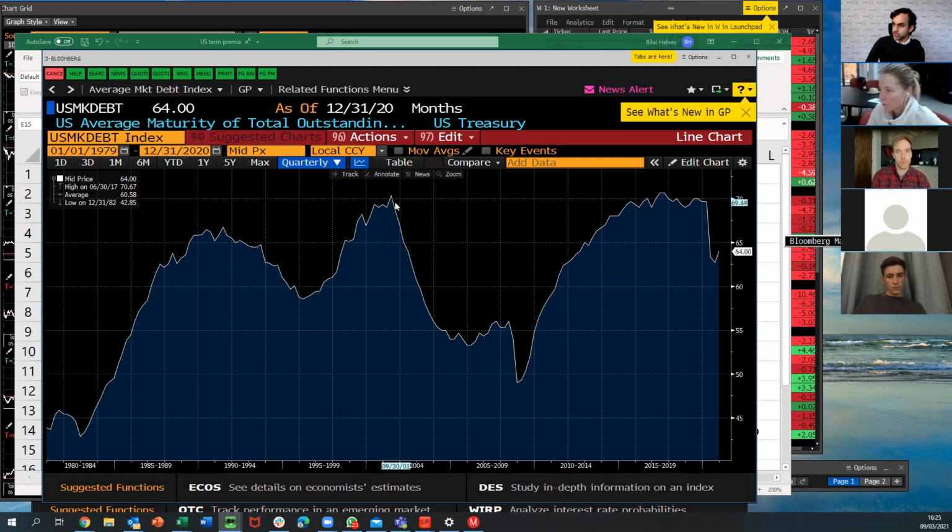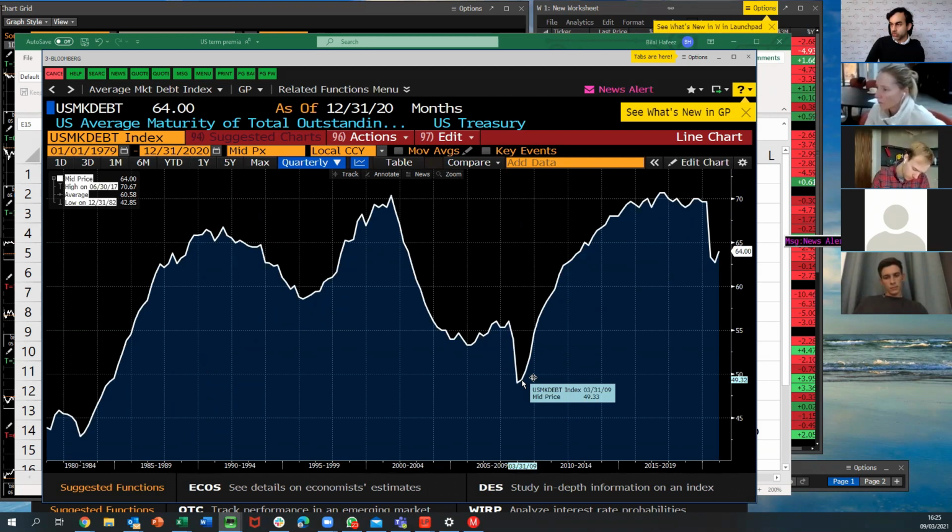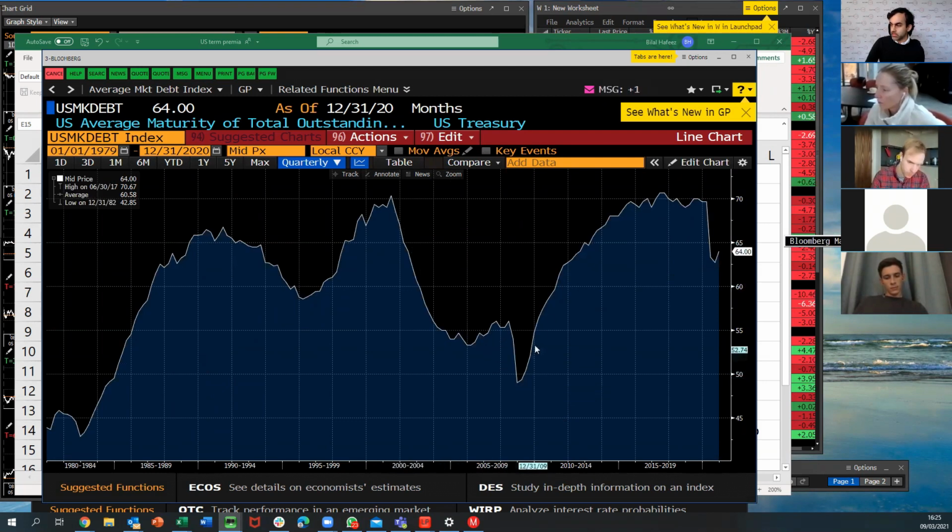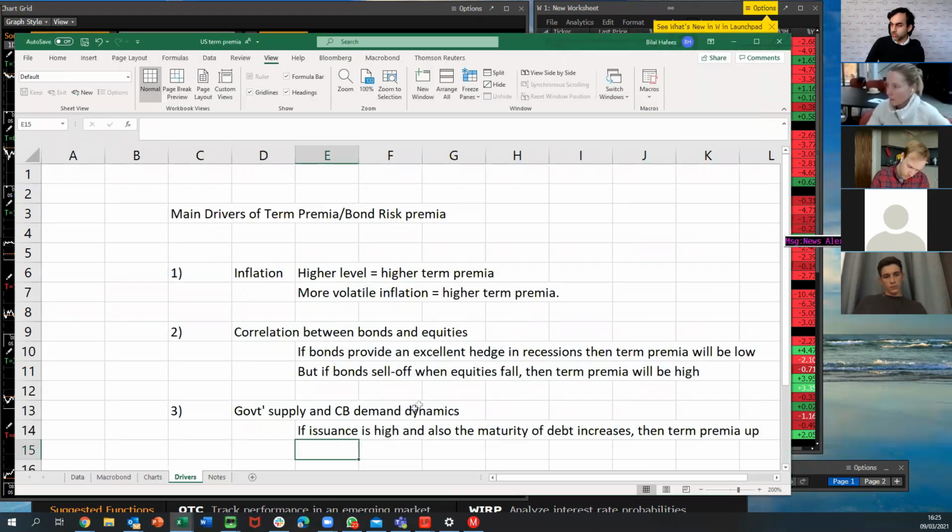So what you see is from the 2000s up until the global financial crisis, the maturity of debt started to fall. And that in general should lead to lower term premia. Then it started to increase here. That should lead to higher term premia. And now it's fallen again. It's not perfect, but this is one kind of thing. But in general, the more issuance, the term premium should go up.